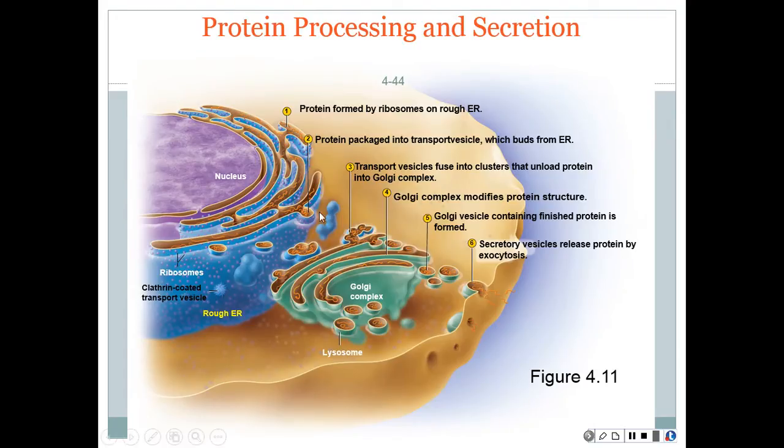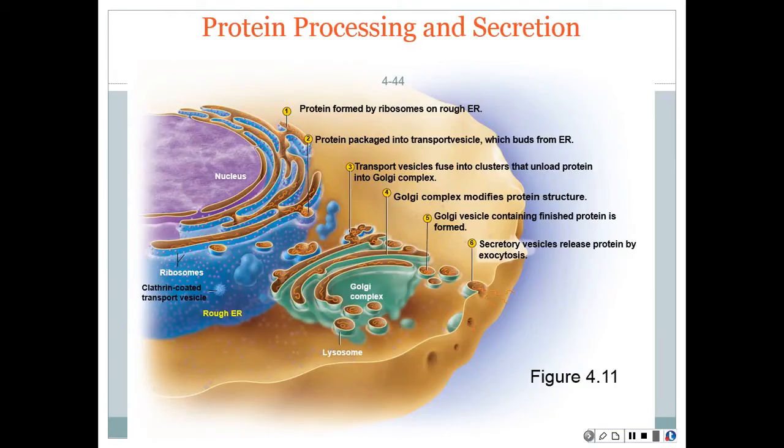The ER is going to pinch off a bubble-like transport molecule coated with this clathrin that holds completed proteins. Now these are going to transport the vesicles. These transport vesicles may fuse and move to the Golgi apparatus. So here it is pinching off, and they're going to move to the Golgi apparatus.